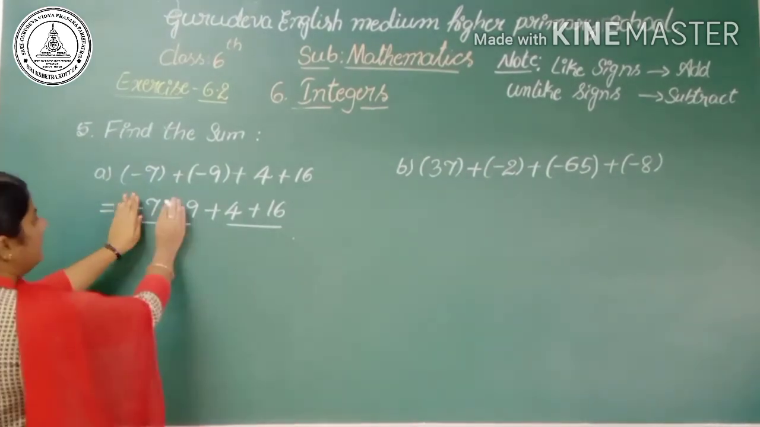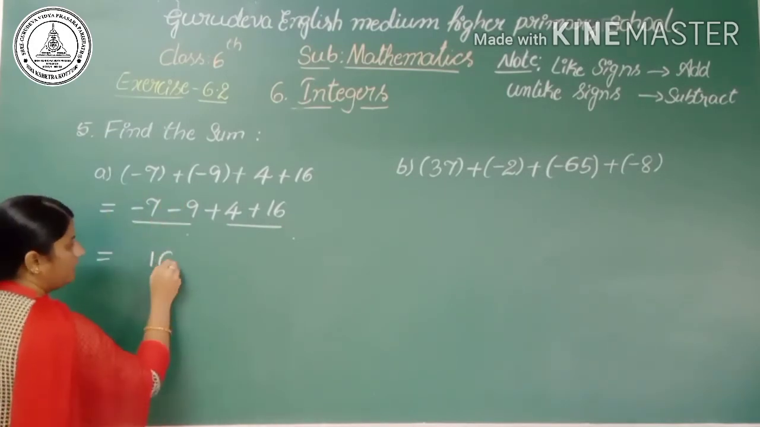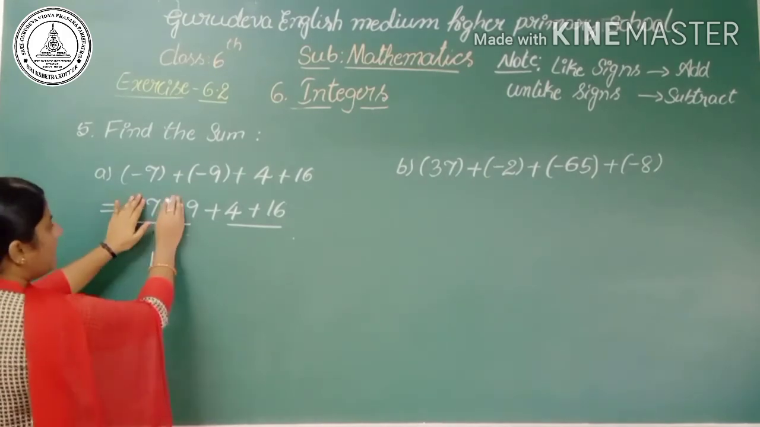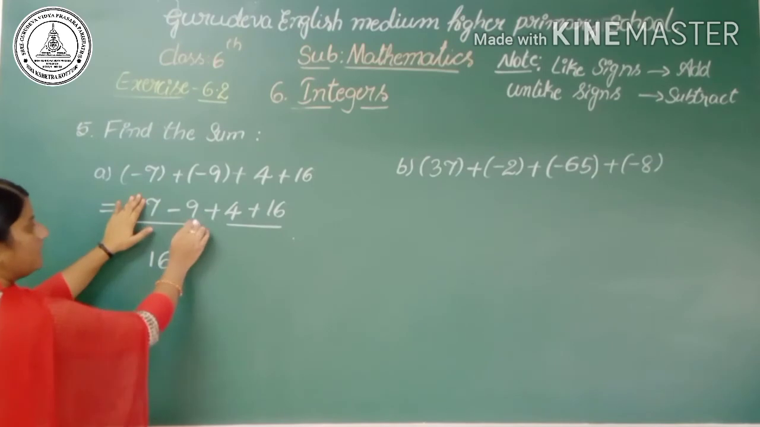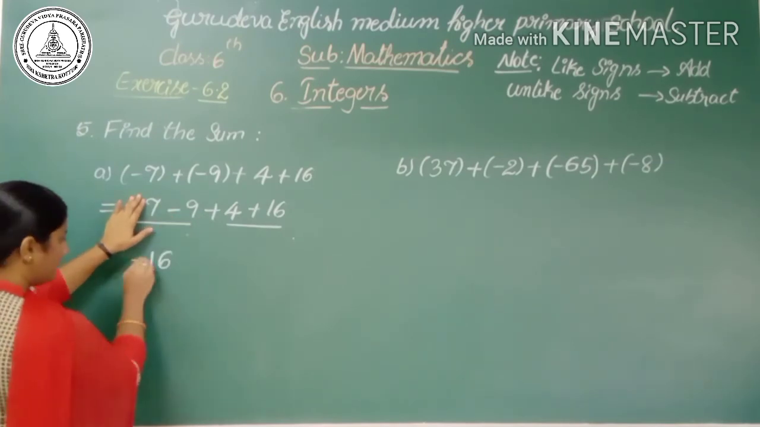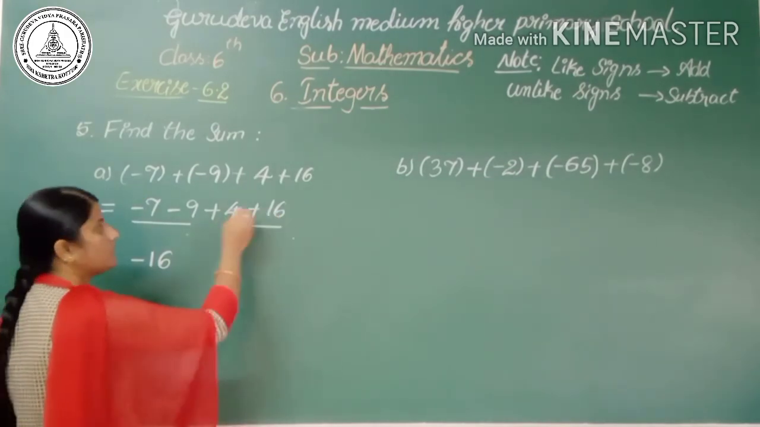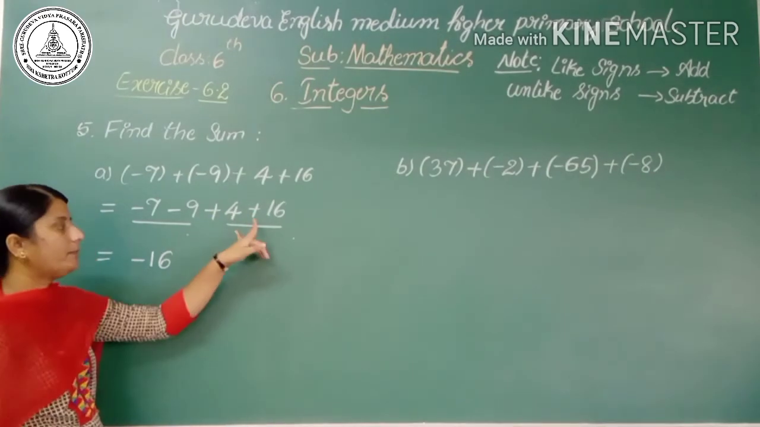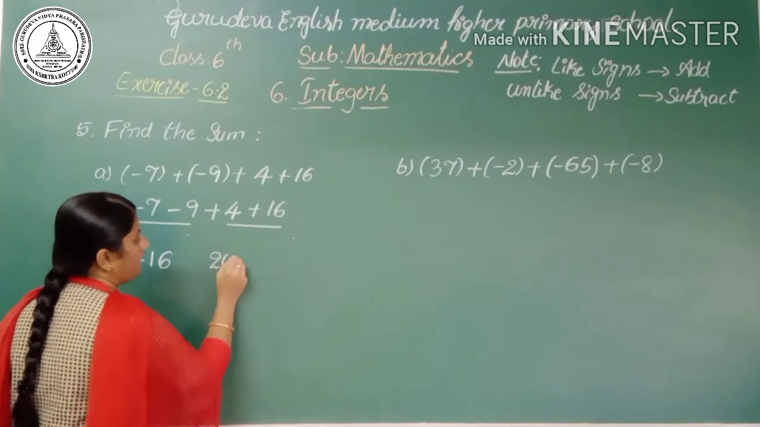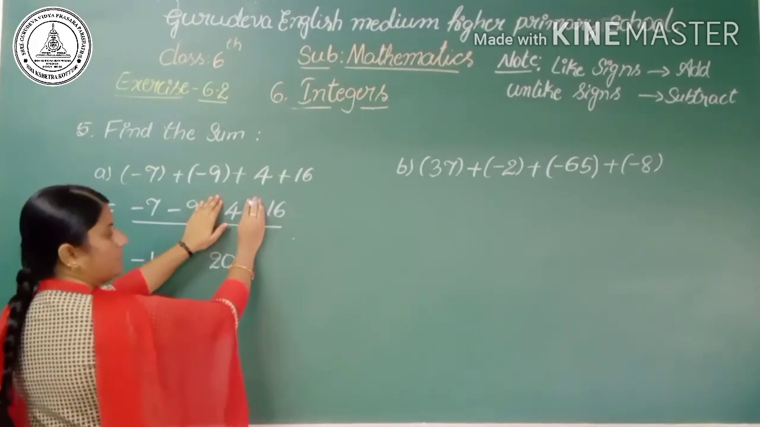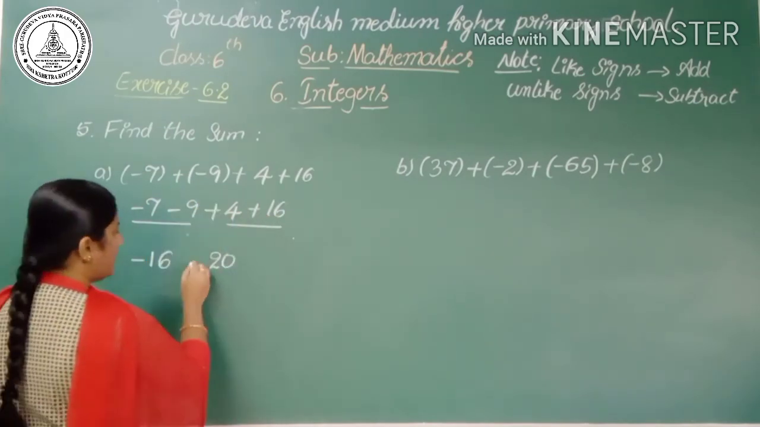Add here 9 plus 7. 9 plus 7 is 16, right? In these two numbers which has the greater value? 9 has the greater value, its sign is minus, so we keep the minus. Then 4 plus 16. Here these two have like signs, we have to add. 16 plus 4 is 20. In these two numbers, 16 is the greater value, it has a positive sign, so we keep plus.